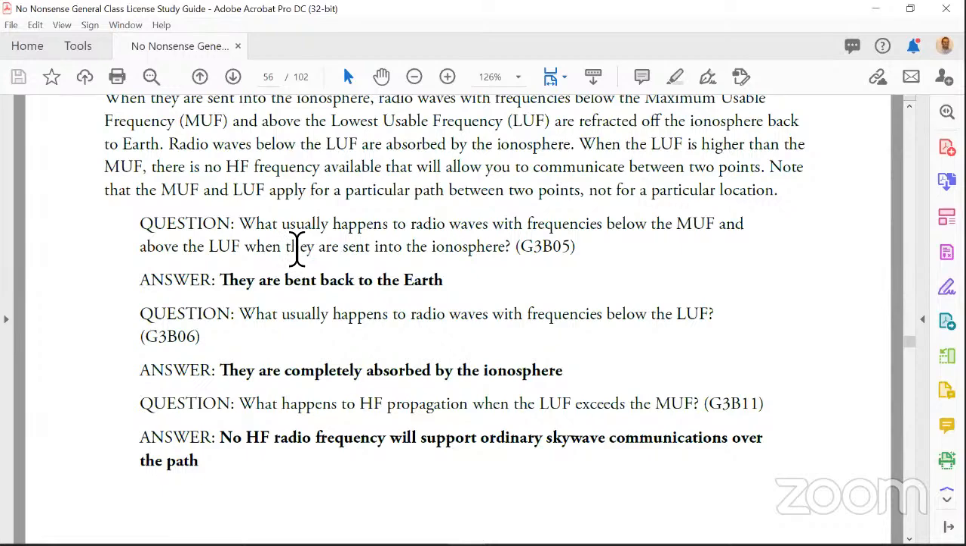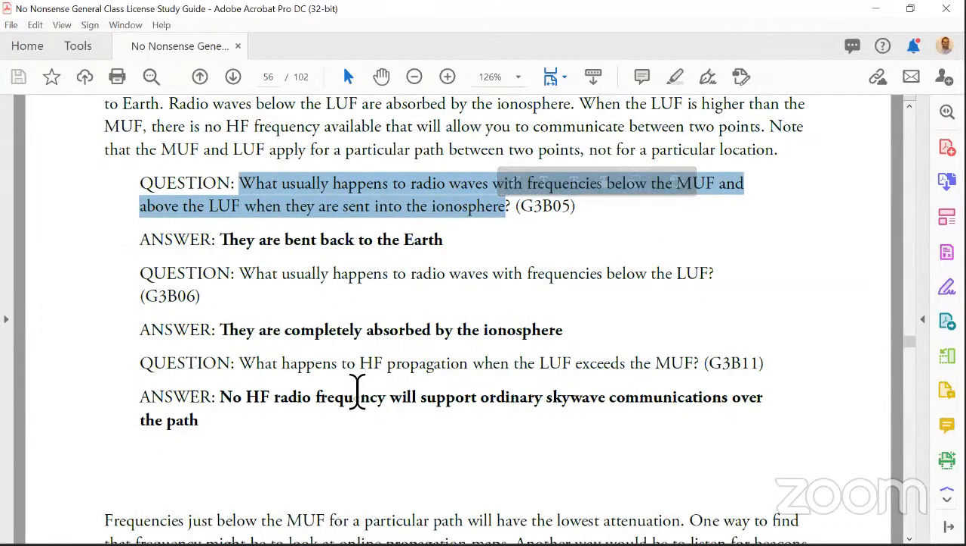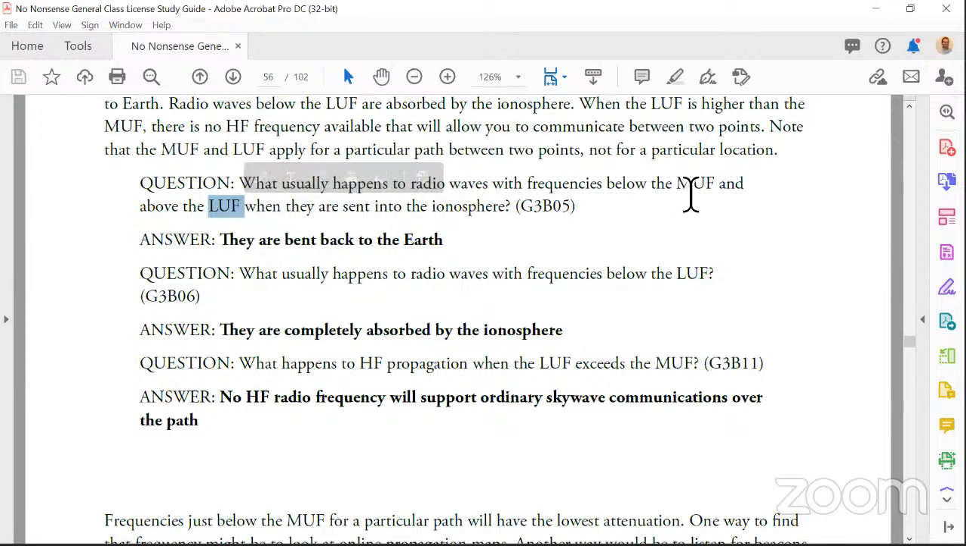Let's continue with more questions in the question pool. What usually happens to radio waves with frequencies below the MUF and above the LUF when they are sent into the ionosphere? So let's dissect this question a bit. So they're asking us what happens to radio waves when the frequency is below the MUF and above the LUF. Okay? So basically, remember that little formula we showed that the frequency for propagation to occur, it has to be between these two? So they're telling us that the frequency is actually between the MUF and the LUF. So it's higher than the lowest and it's below the maximum.